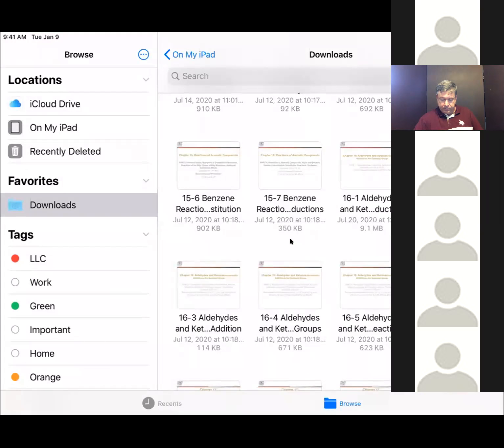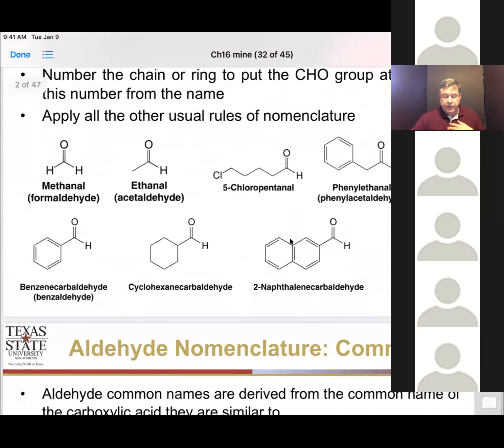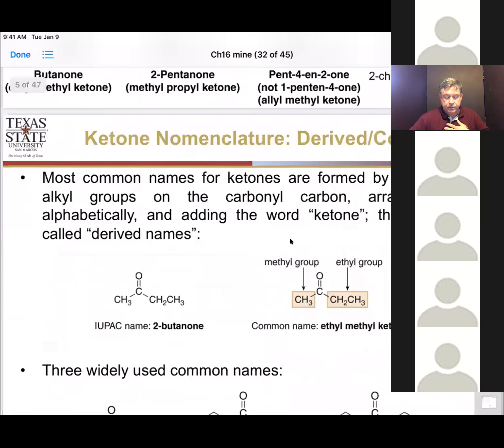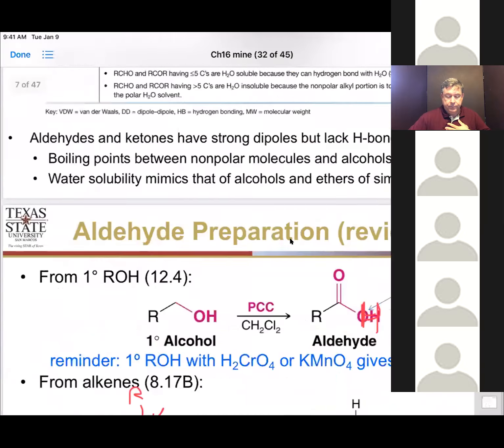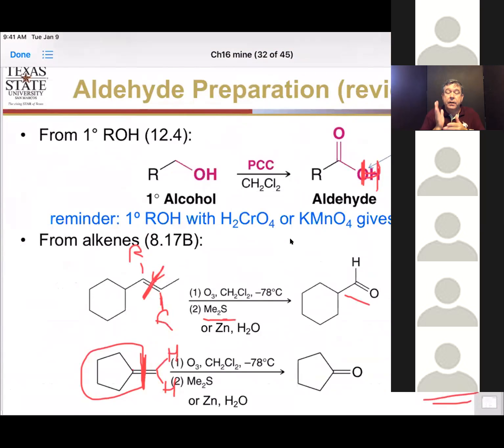Chapter 16, yeah, there we go. Okay, so we have nomenclature for aldehydes and ketones. Then how to prepare them. We have selective ways of going from aldehydes to ketones. If we have our primary alcohol, we only have one reagent that'll give us a direct oxidation, and that's PCC, okay? However, if we have an alkene with a hydrogen on it, we can use the ozone oxidation of the alkene to generate our aldehydes. If there is no hydrogen on the alkene, we actually end up generating a ketone.